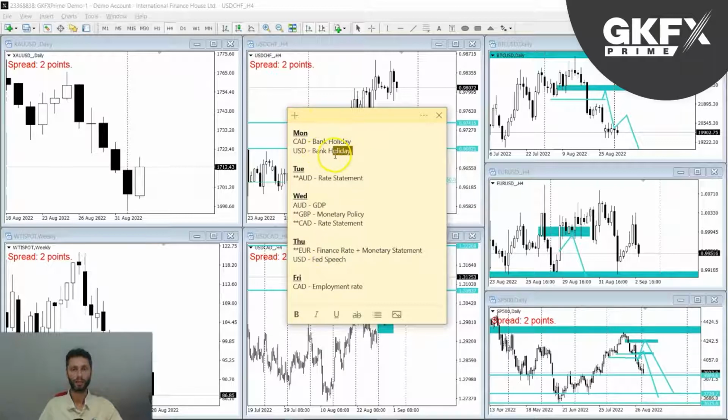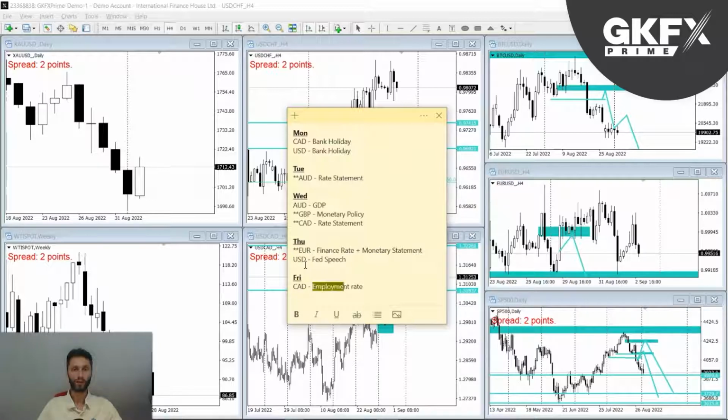Monday, we've got some bank holidays. It could be a slow day. Tuesday, we have big news from Australia, the rate statement. And Wednesday, we have again news from Australia and big news on the pound, monetary policy from the UK. And we've got a rate statement from Canada, so that could affect the pound most likely. Thursday, another big news on the euro, the finance rate, and also a secondary bit of big news, a monetary statement. We've also got a speech from the Fed on the dollar from the US.